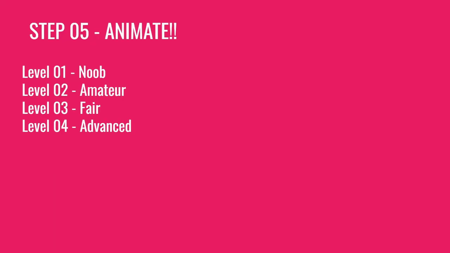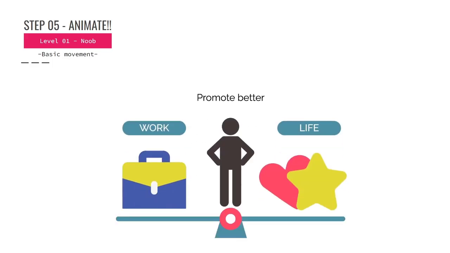Okay, next is animate, which is step 5. You animate your vector illustration. So here are the 4 levels of animation that I created to give you an understanding of the levels of animation. The first one is noob, then amateur, then fair, and the last one is advanced. Let's see what kind of level I mentioned here.